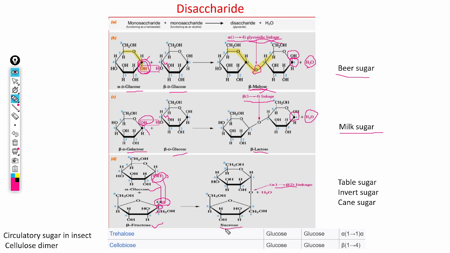So that's why sucrose has no anomeric carbon, that's why it cannot add any molecule to this anomeric carbon. So again, sucrose is also called the table sugar. Why is it called the table sugar?